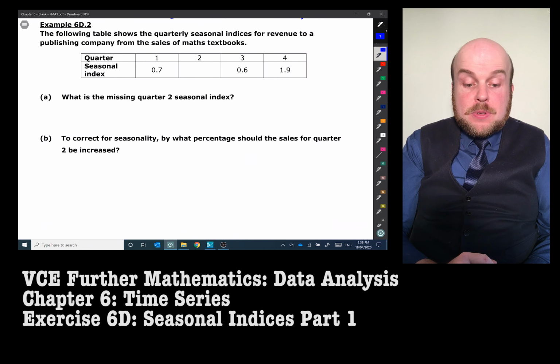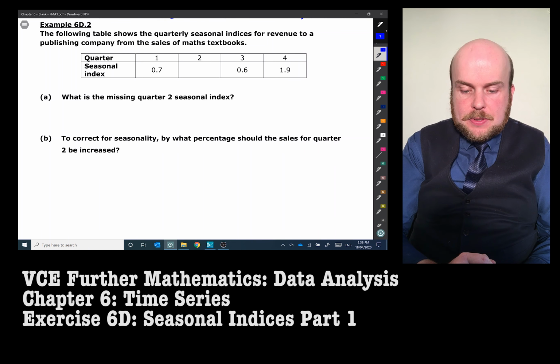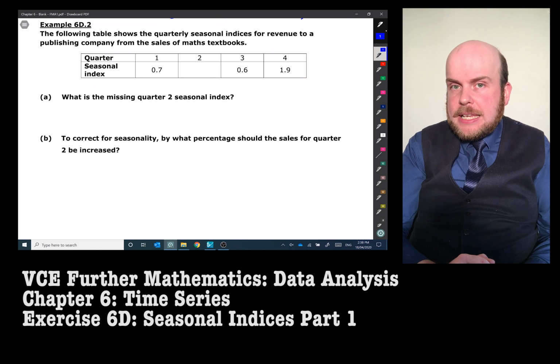Exercise 6D.2. The following table shows the quarterly seasonal indices for revenue to a publishing company from the sales of maths textbooks. 1, 2, 3, 4. We've got 4 quarters there, and we're calculating the seasonal indices. What is the missing quarter 2 seasonal index?